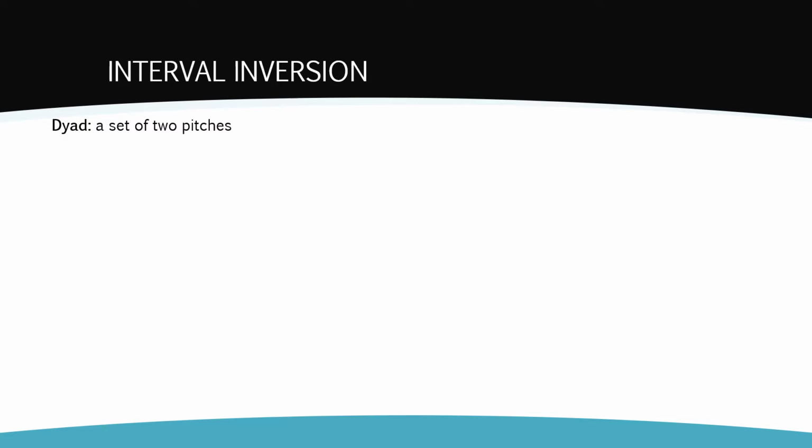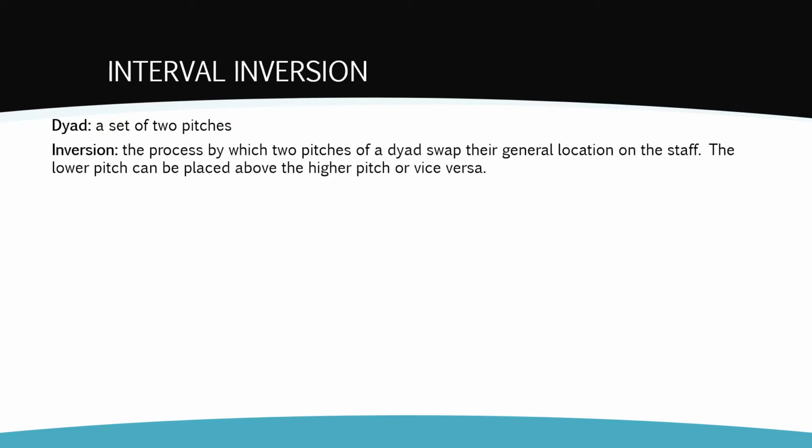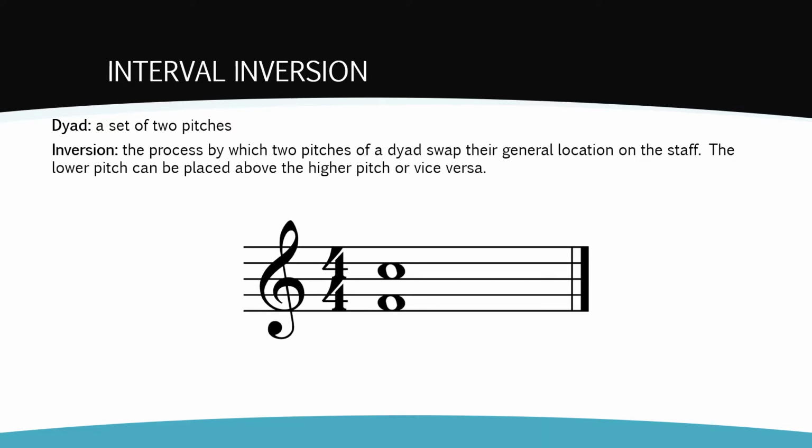When we think of inverting something in a general sense, we think of the act of reversing a relationship between two objects or turning something upside down. In music, inversion is the process by which two pitches of a dyad swap their general location on the staff. The lower pitch can be placed above the higher pitch, or vice versa.